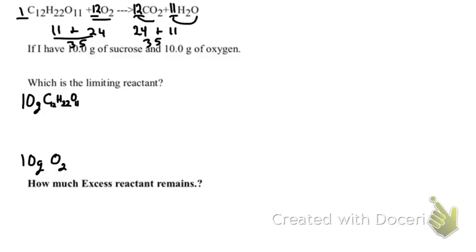This time I'm going to calculate out all the way to grams of each, because sometimes you may be asked how many grams of each substance you could make, or what's the most grams you could make, and that will be your limiting reactant. So we're going to go all the way to grams this time. So we're going to start off by canceling out our grams of sucrose.